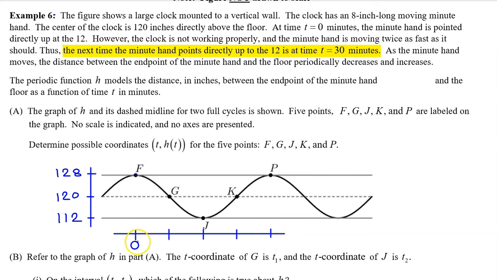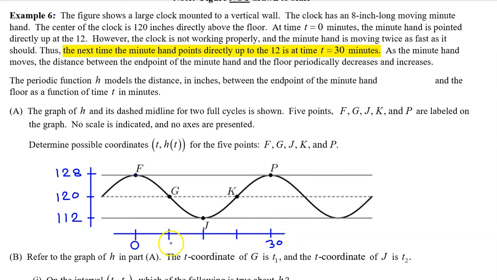Normally, a clock takes 60 minutes to complete a cycle. So if the minute hand is pointing directly up at t equals 0, the next time it will be pointing directly up would be at t equals 60. However, this clock is not working properly, and the next time the minute hand points directly up is at t equals 30. So this will be 30 right here.